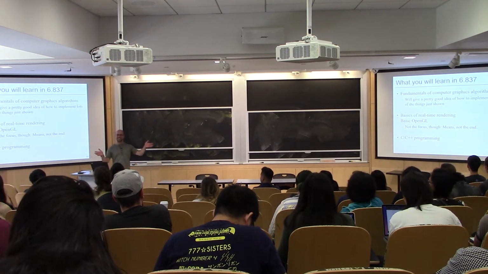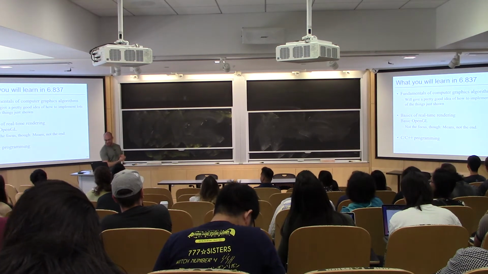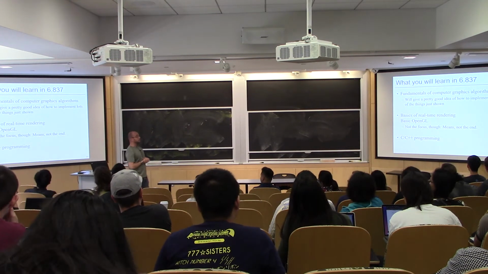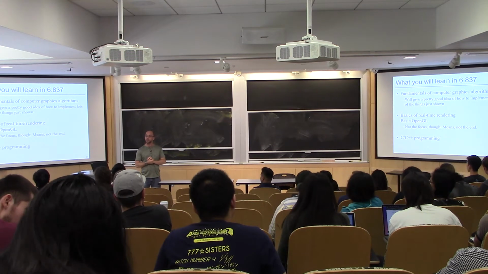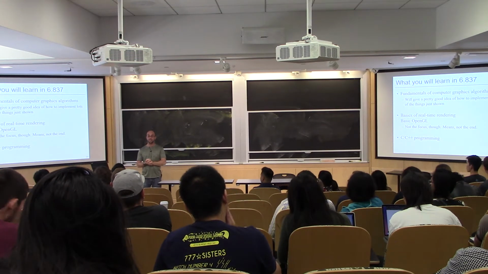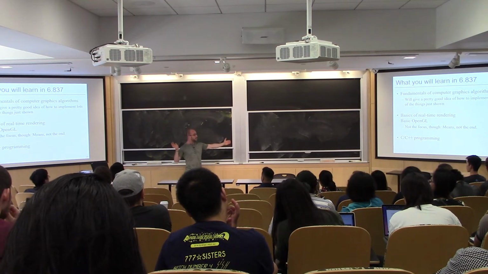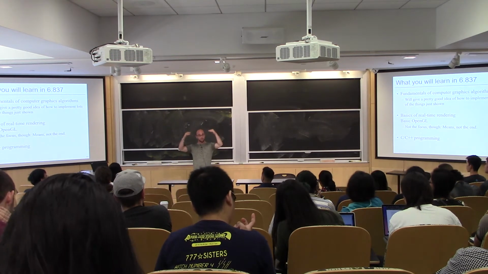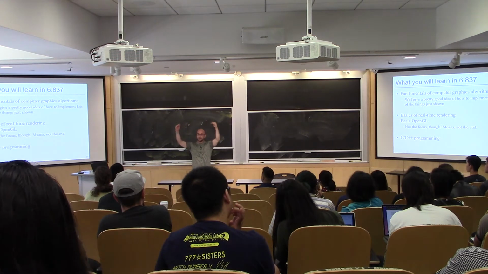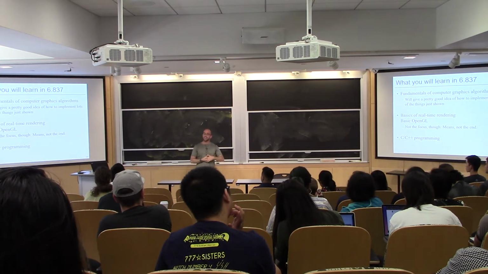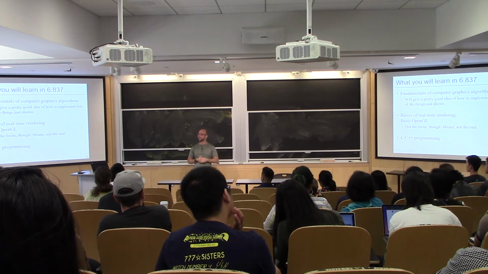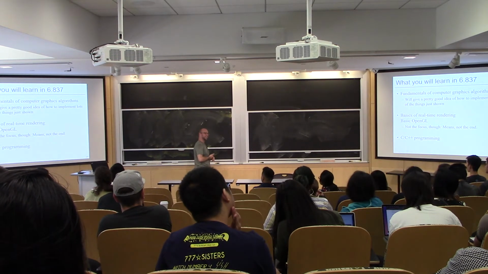So, 6837, you're all here today. What are you going to learn? Well, the basic point of 6837 is to cover computer graphics algorithms. And the basic idea here is that computer graphics as an engineering stack is a bunch of stuff built up on top of each other layer by layer. It's just like anything else. If you take an operating system class or compilers, you'll learn a very similar kind of setup.